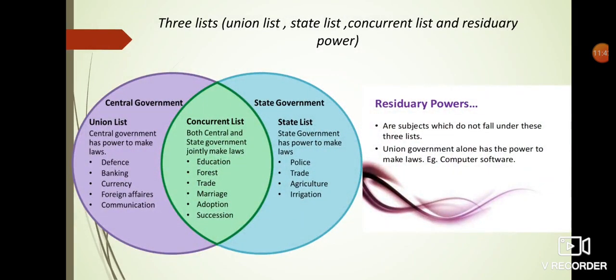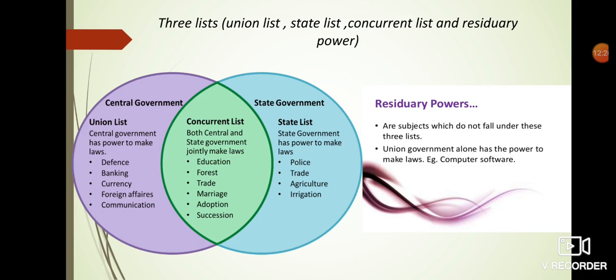Our second heading is 3-list: union list, state list, concurrent list, and the 4th, which is the residuary power. Union list includes the subjects of national importance such as defense of the country, foreign affairs, banking, communication, and currency. They are included in this list because we need a uniform policy on these matters throughout the country. And the union government alone can make laws relating to the subjects mentioned in the union list. And approximately the number of subjects in the union list is 97.